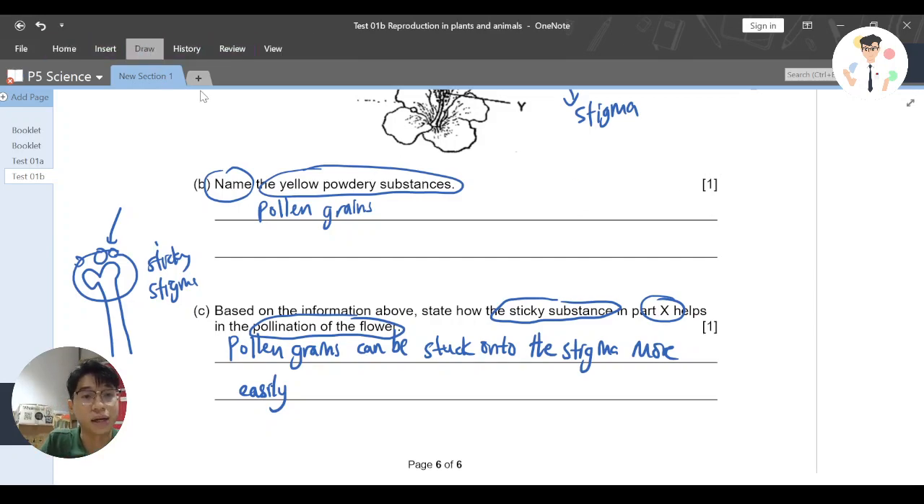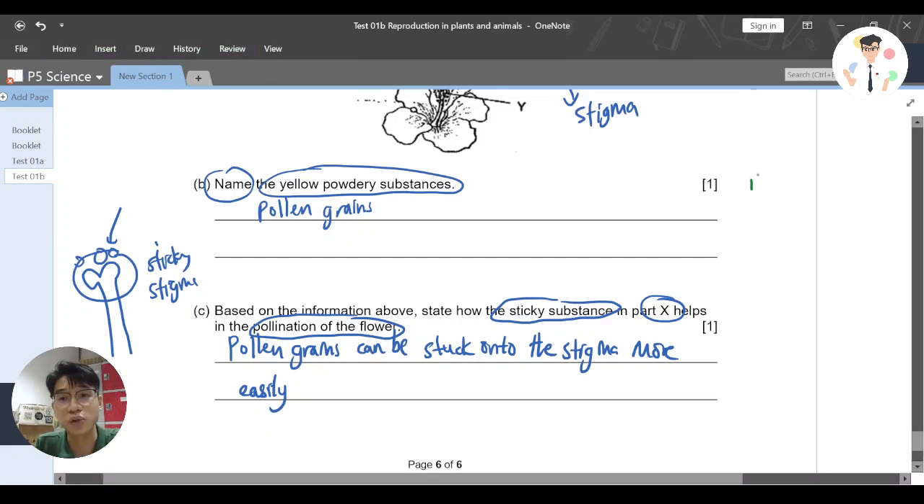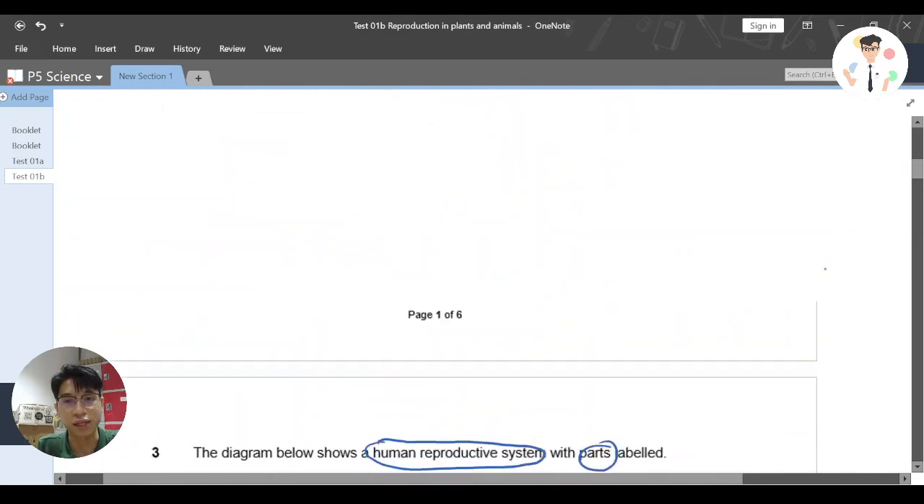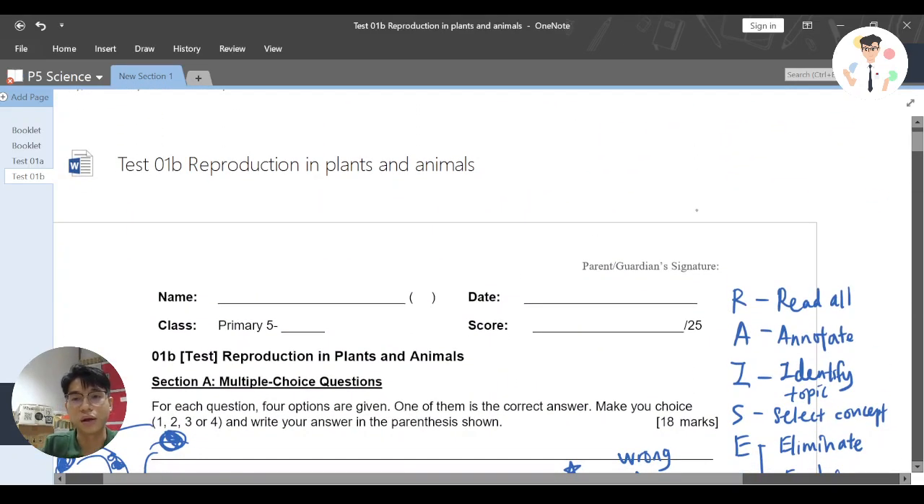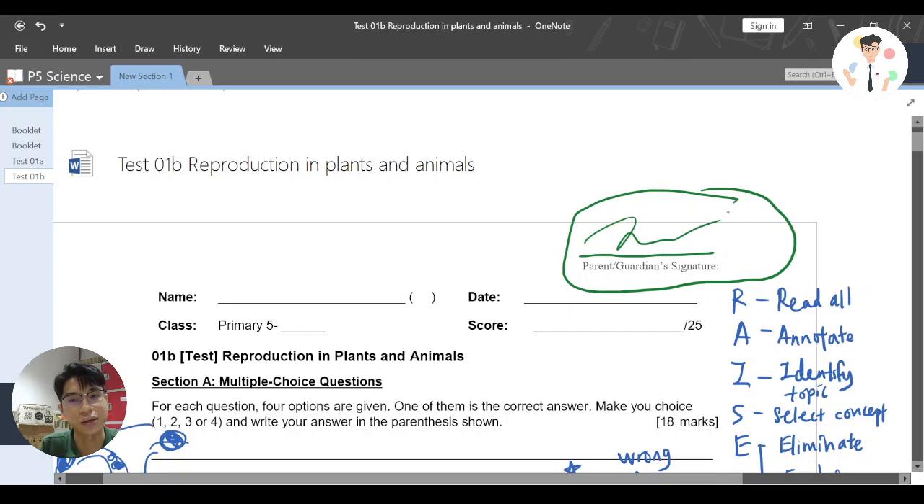Just a quick reminder, the first thing that you're supposed to do is to do correction using a green pen. And second, please make sure you have your parents' or guardians' signature. Where are you supposed to sign? You're supposed to have your parents or guardians sign on the top right of the test paper. Okay, you can just sign here.